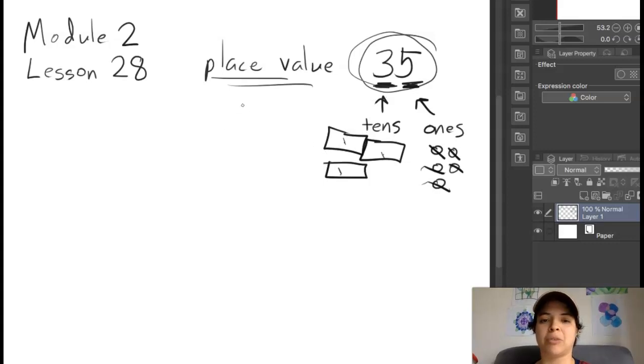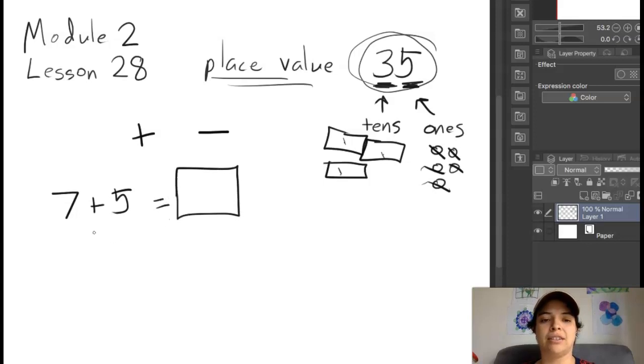So we've talked about place value. We've been working with addition and subtraction. And today, this lesson is kind of a review of something we haven't talked about in a while, and that would be making 10. Because if we start off with, let's say, a math sentence like 7 plus 5, there are so many strategies to figure out what 7 plus 5 is.